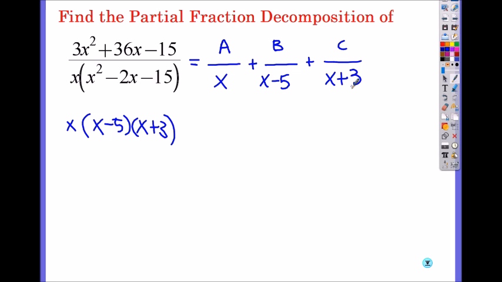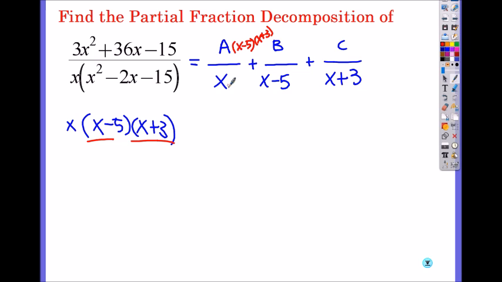So my goal is to find A, B, and C that will become 3x squared plus 36x minus 15. So look at this. This is our common denominator. So from here, what do I need to multiply to make it this? You have to multiply by what? The other two factors, right? Which is x minus 5 and x plus 3.